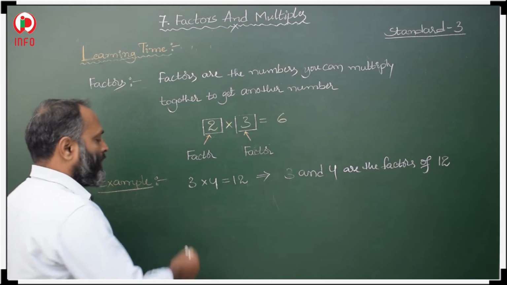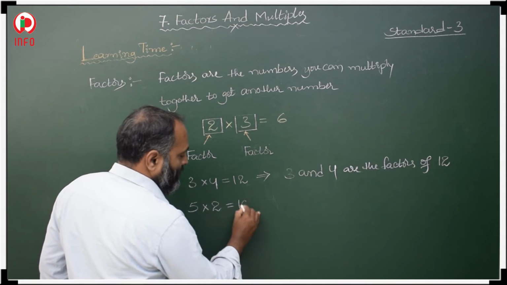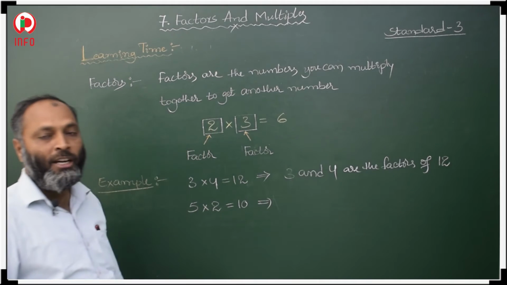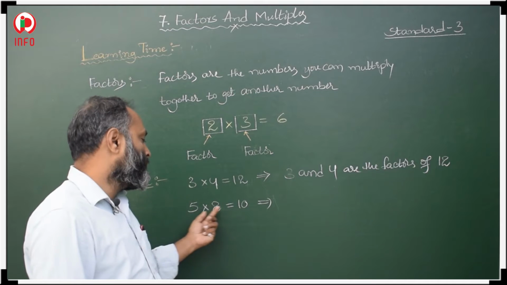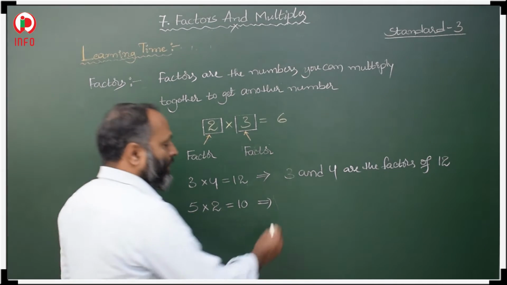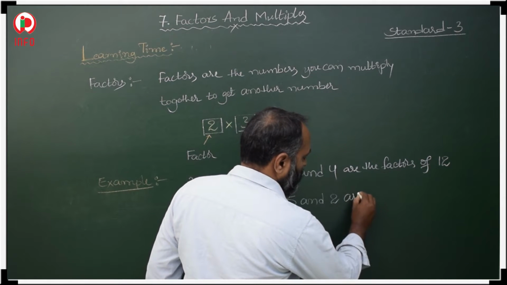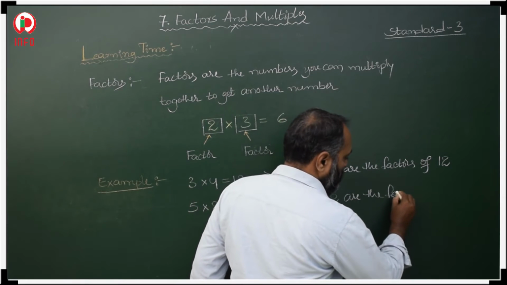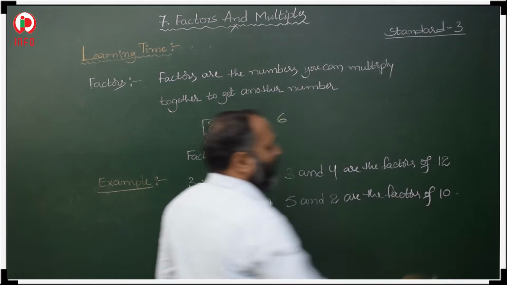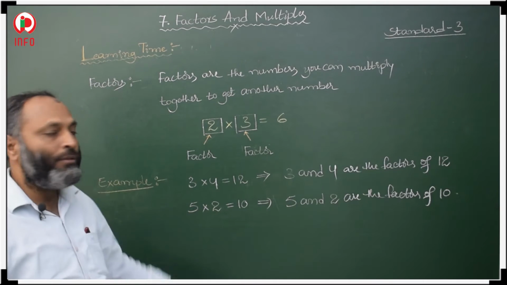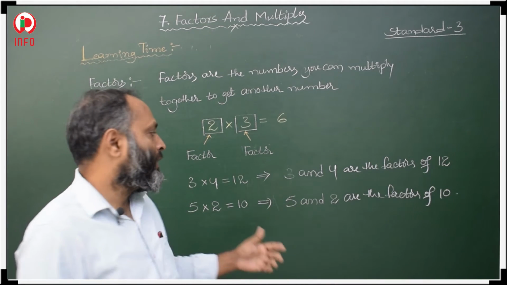Okay. In the same way, if I say 5 into 2 is 10, what does it mean here? Which numbers are we multiplying together? 5 and 2. It means 5 and 2 are the factors of 10. 5 and 2 are the factors of 10. In that way, many factors were there.